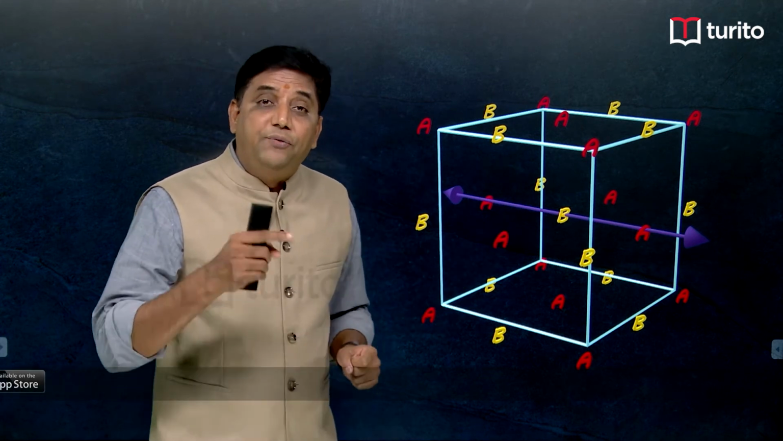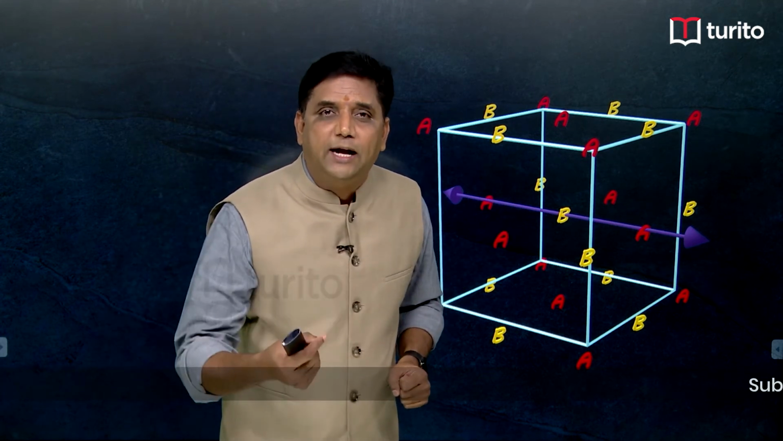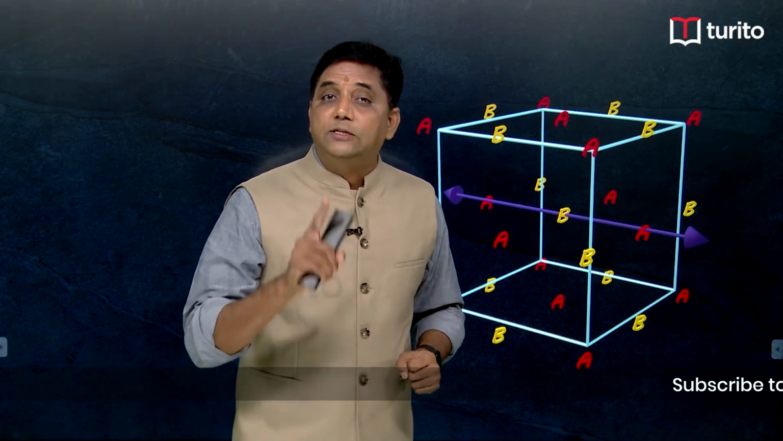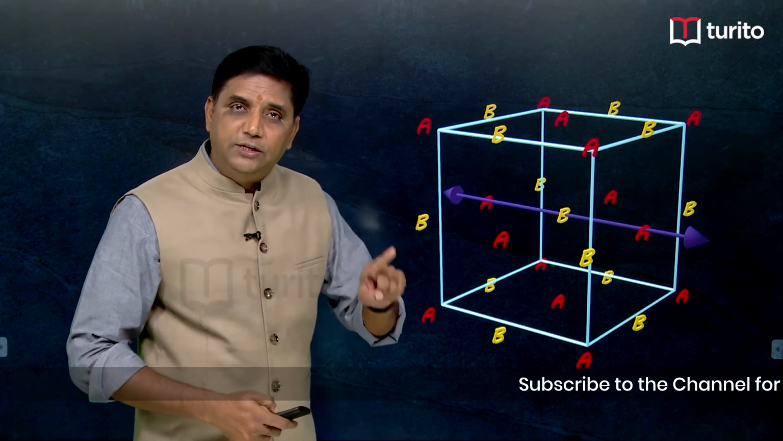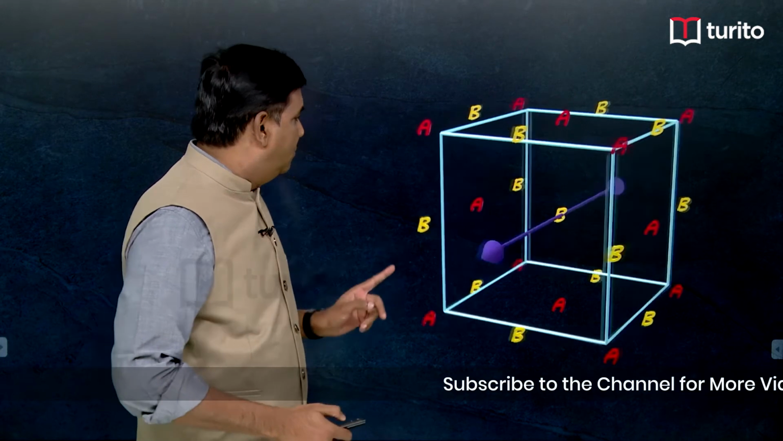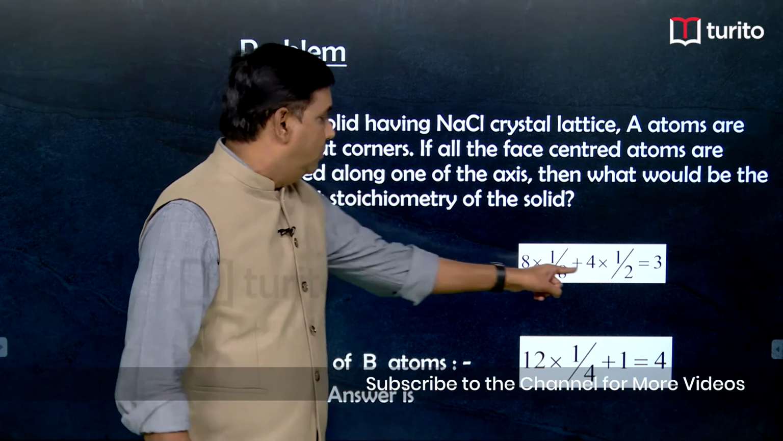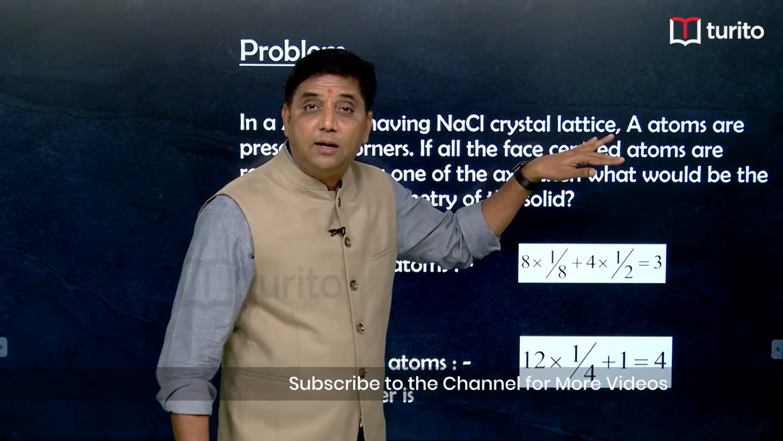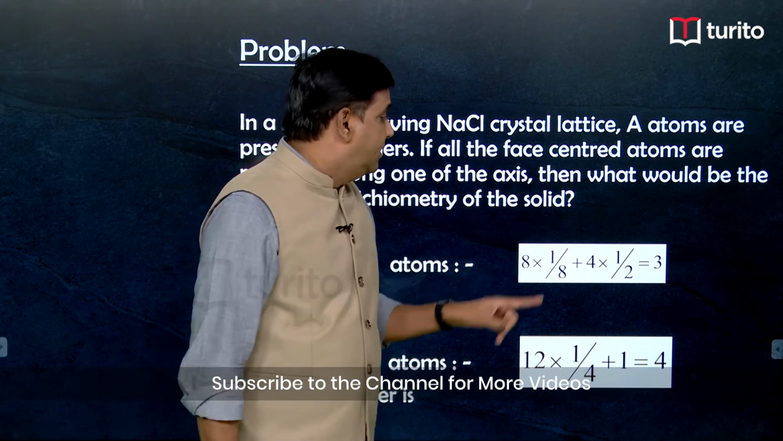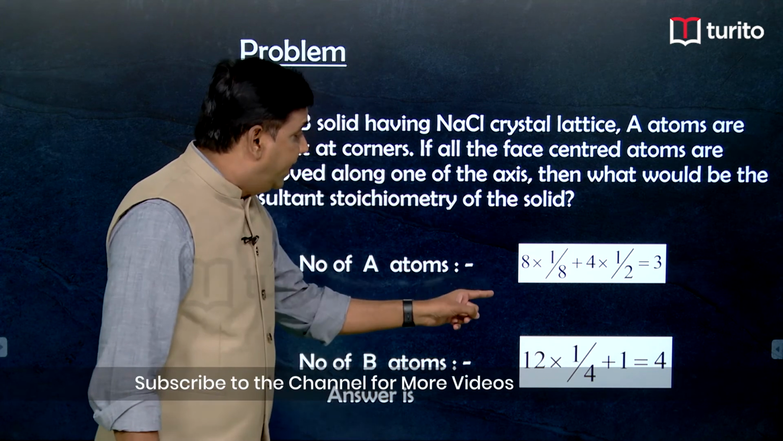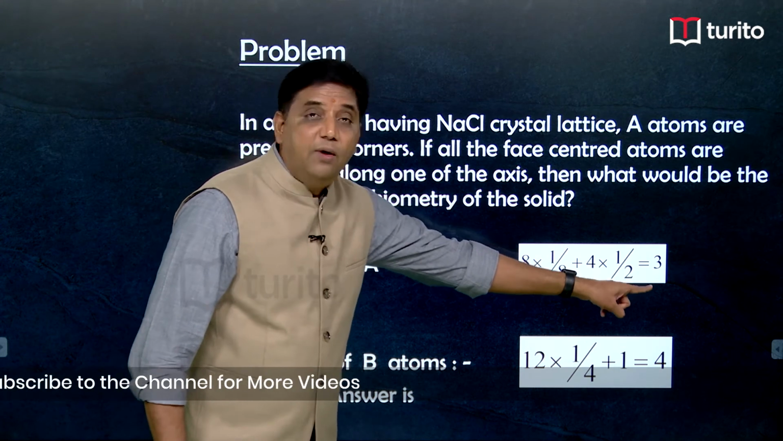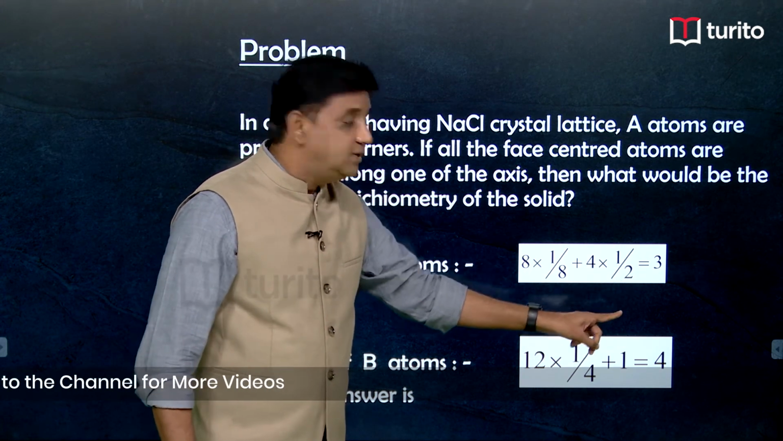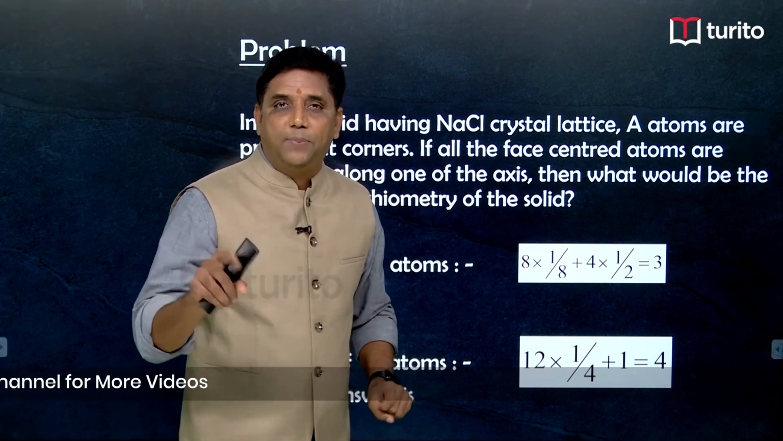Already I told you, if an atom is present at a face center, what would be its contribution? Its contribution is 1 by 2. That means for 4 face centers, each one's contribution is 1 by 2, so 4 into 1 by 2. And all the corners are present. We have not removed any corners, therefore 8 corners, 8 into 1 by 8, plus 4 into 1 by 2. Now, effectively how many atoms are present? 3 A atoms are present.